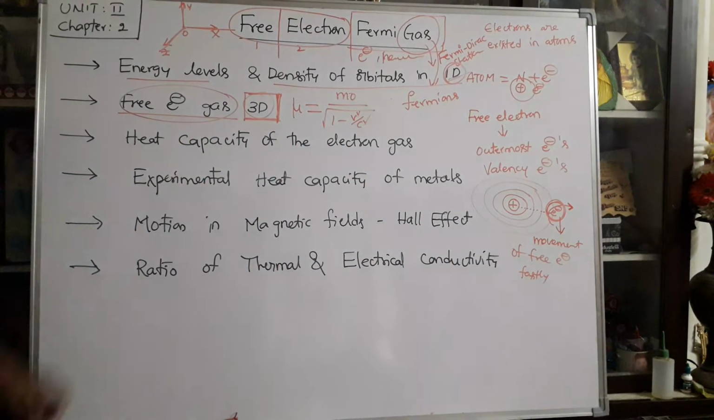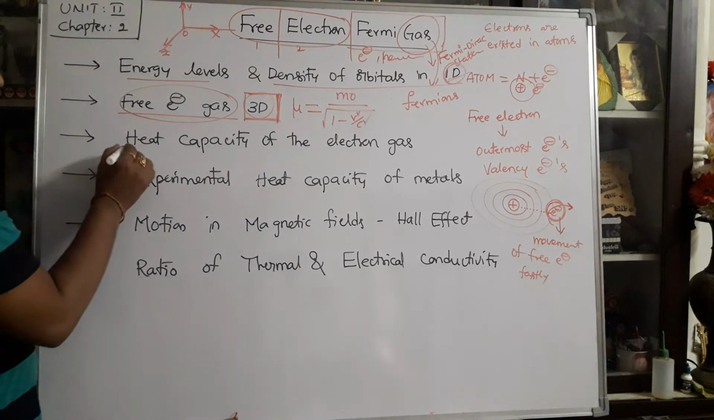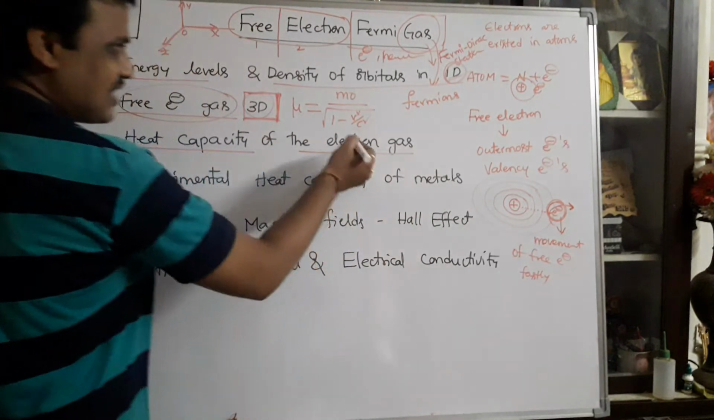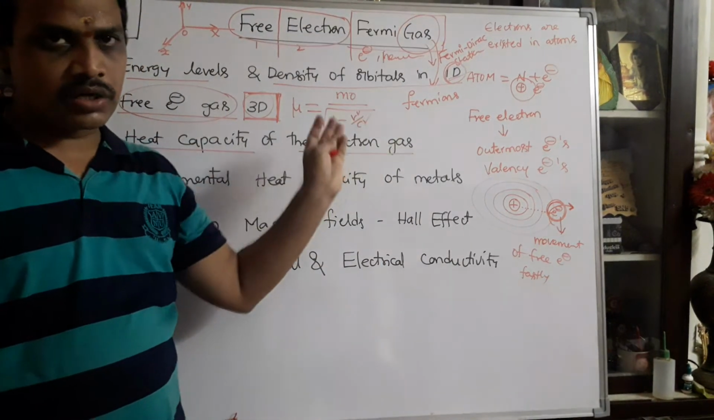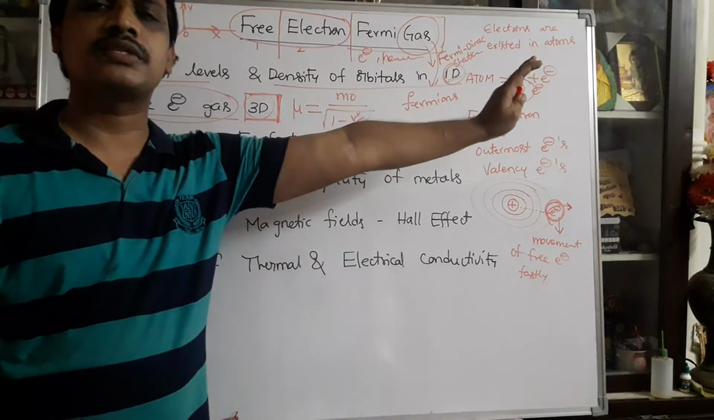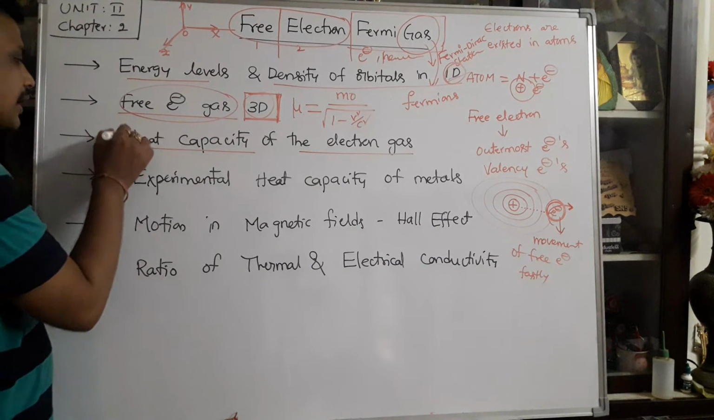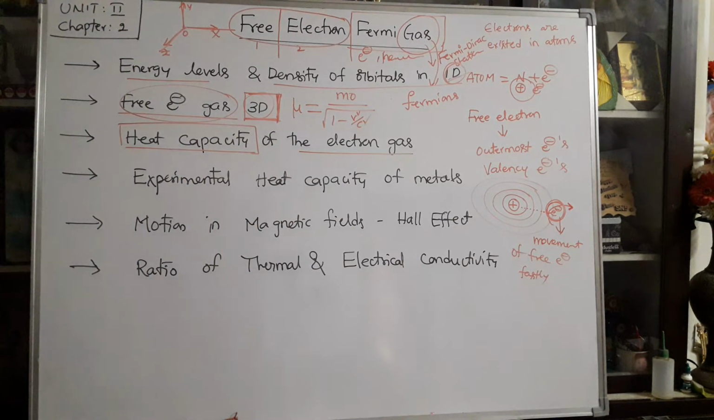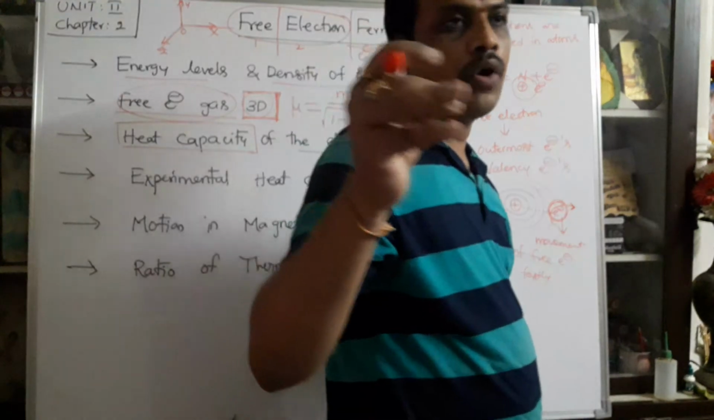After completion of the one dimensional point and three dimensional point, the next topic is heat capacity of the electron gas. What is the electron gas? Electron gas is nothing but Fermi gas. So in that case, you can consider the Fermi-Dirac statistics. Based on Fermi-Dirac statistics, you can explain the heat capacity at low temperature.